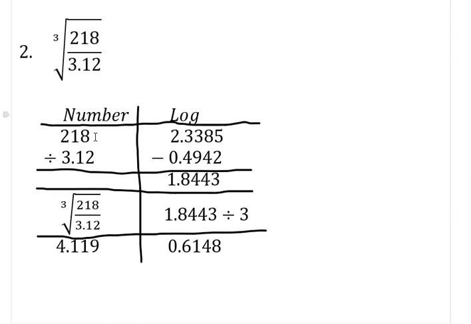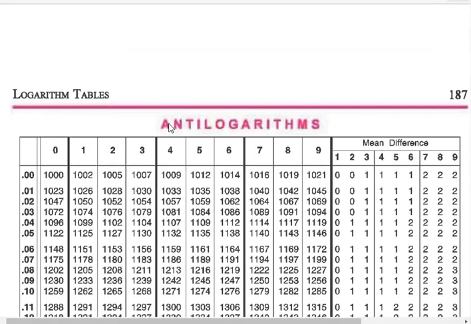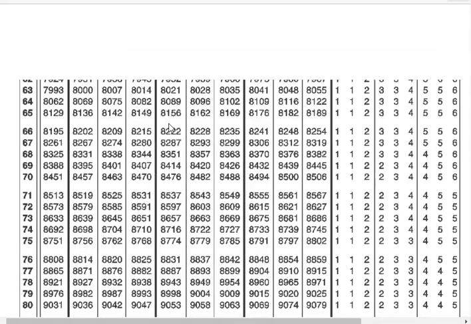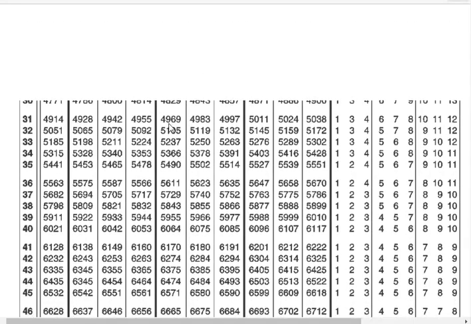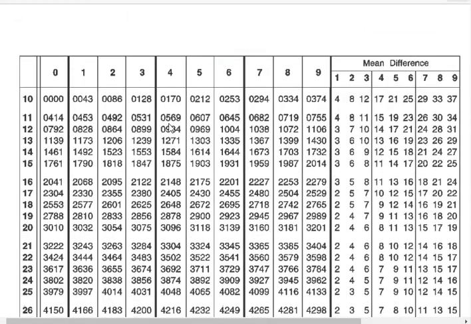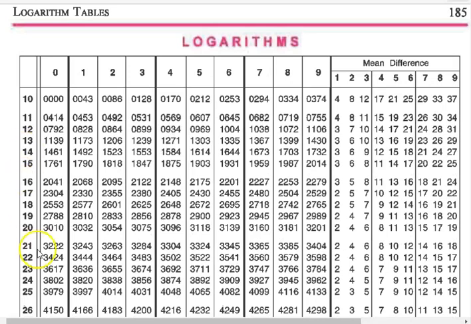We go to our logarithm table. 21 under 8. Ensure you are using the right table. 21 under 8. So we go straight to 21. Awesome. Here we have 21. This is 21 under 8. So let's trace. 21 under 8, we have 3385. We have 3385 because it has no difference. We just put our 3385 right there.